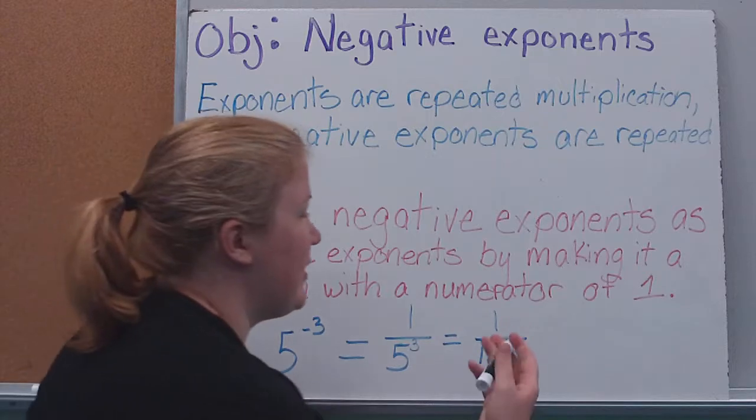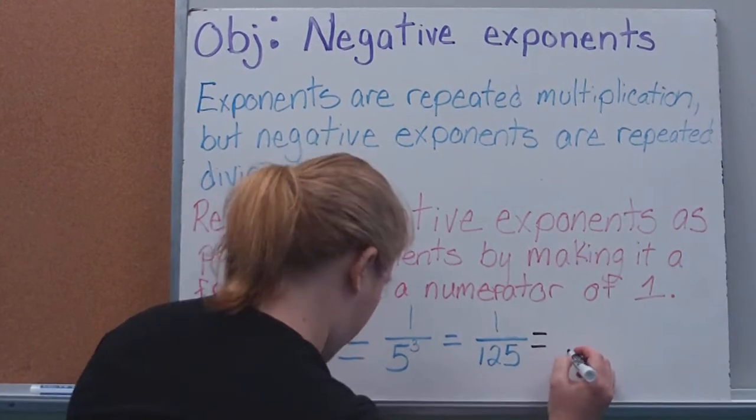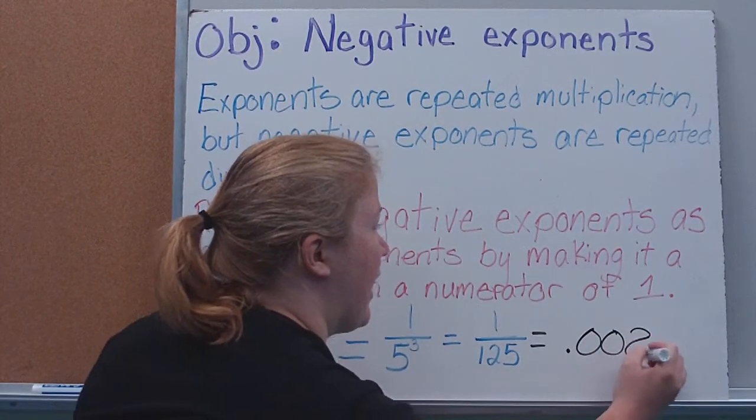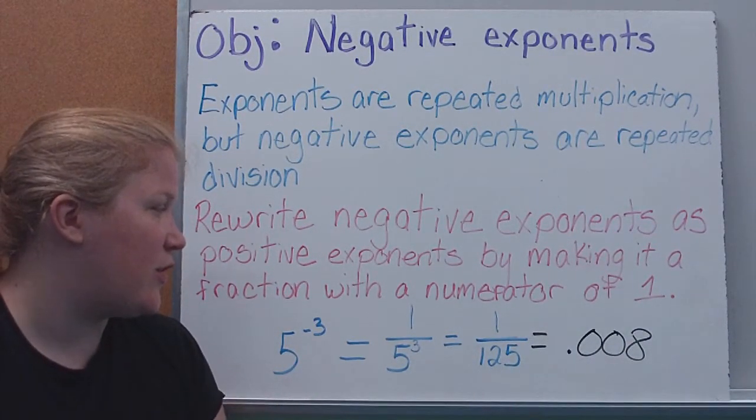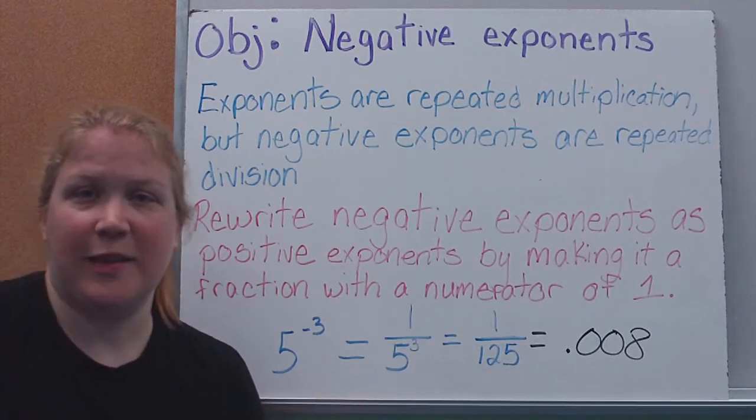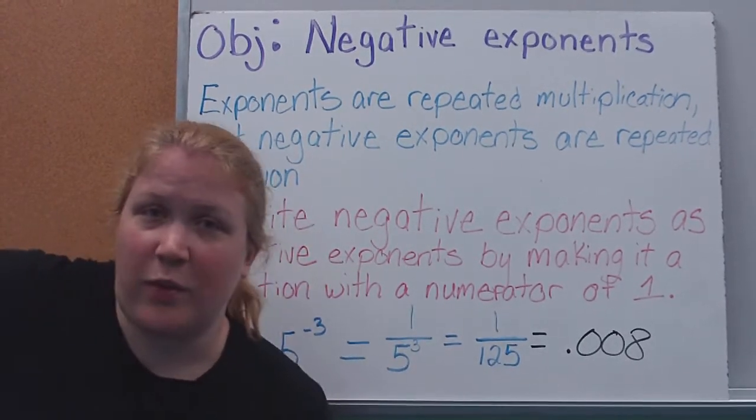And if we change this into a decimal, we get 0.008. So we could express a negative exponent either way. But I want you to get used to being able to at least rewrite it still in its exponential form and just know that's the way that it's going to work.